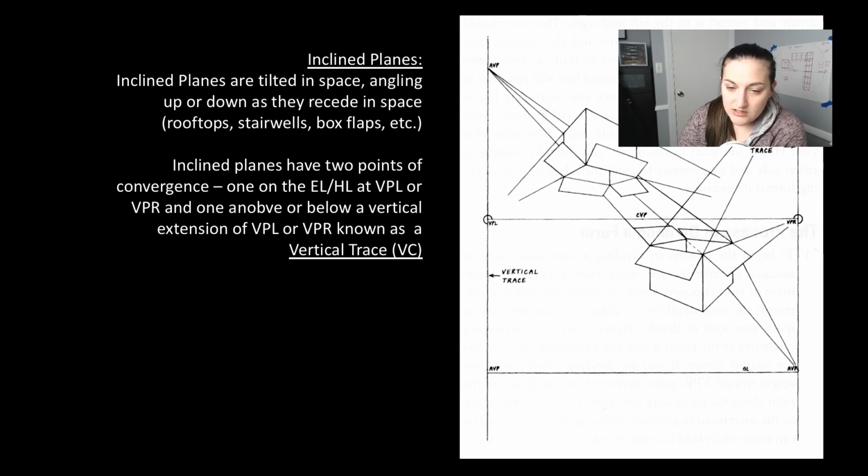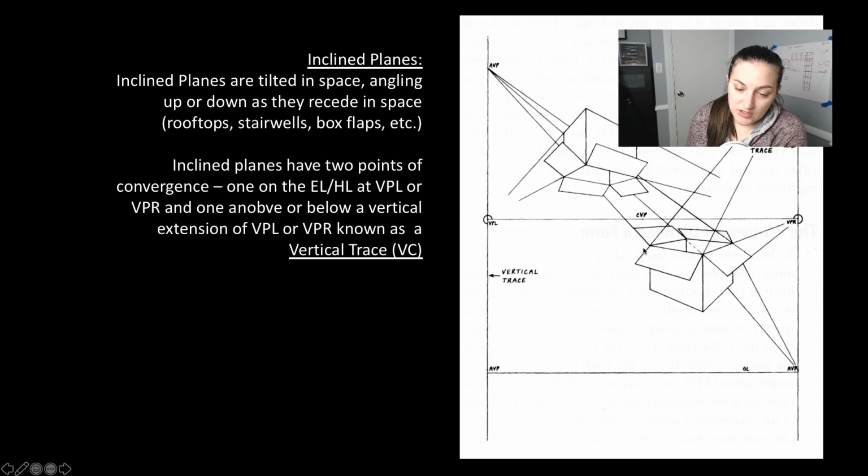Vertical traces. Vertical traces go up vertically through vanishing point left and vanishing point right. And say you're drawing a box. Well, every plane on that box obeys perspective.